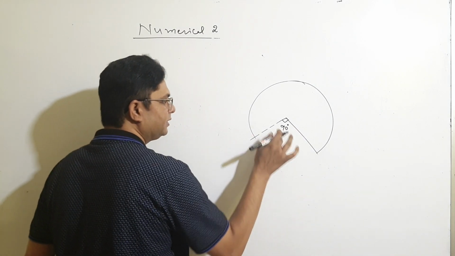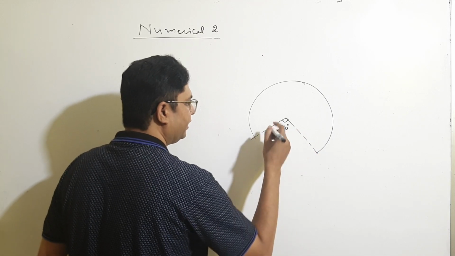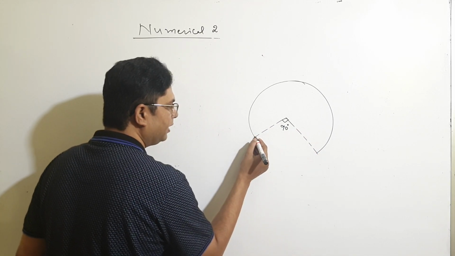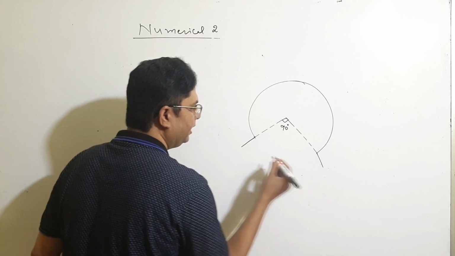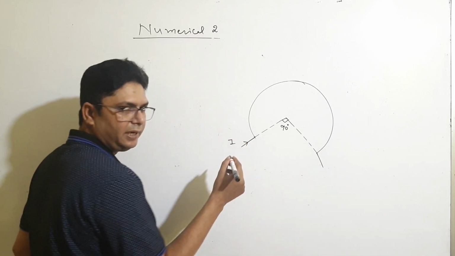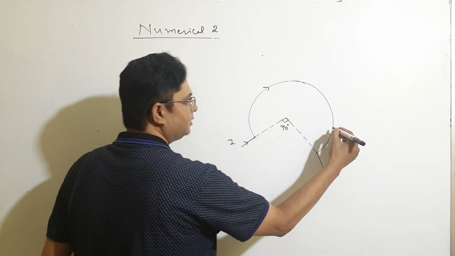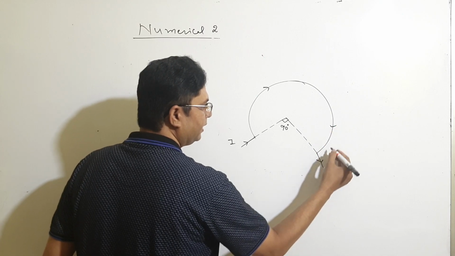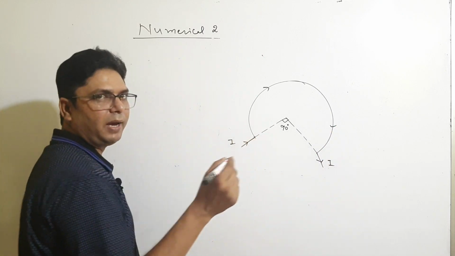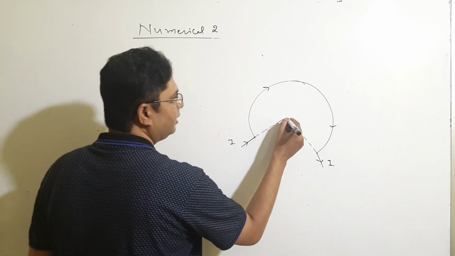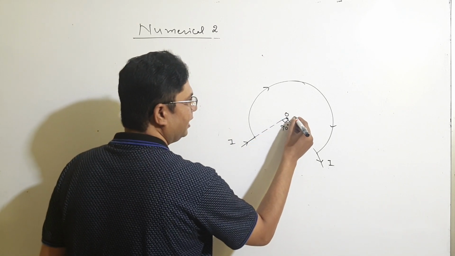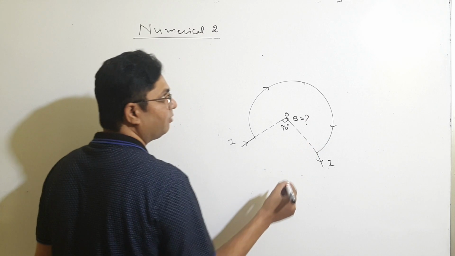So this is the radius, the dotted line. Here this line is outside. Let current I enter from this side, move along a circular path, and leave from this side. What will be the magnetic field B at point O, the center? You have to find it.